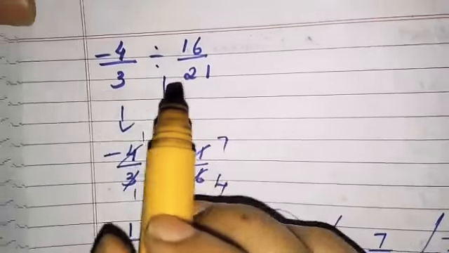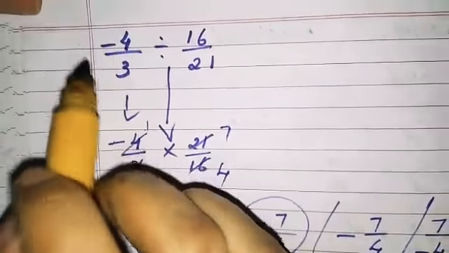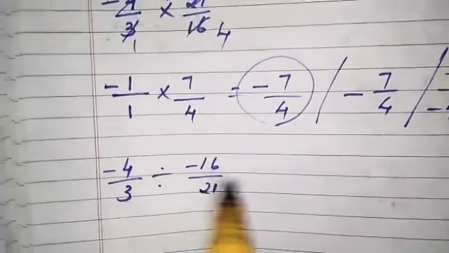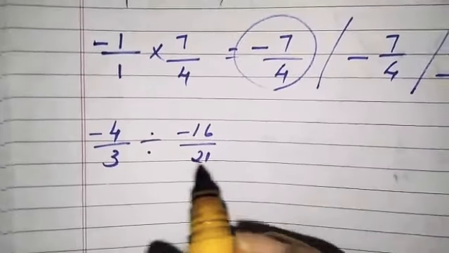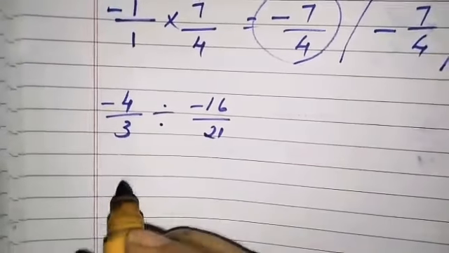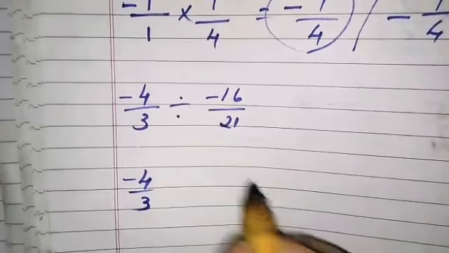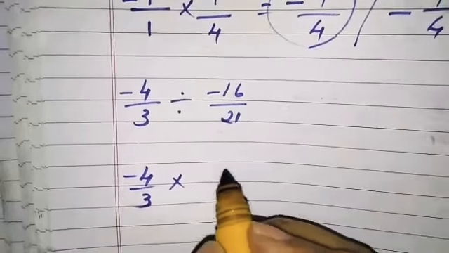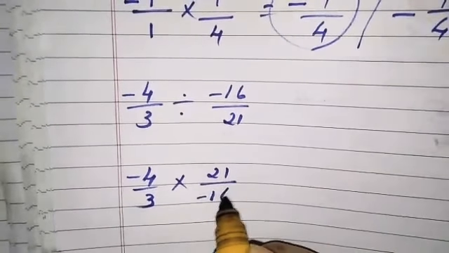In the earlier one, we worked out one number was negative and the other one was positive. Here I have taken both the numbers to be negative, so I just wanted to show you that as well. So the first step, you all know, is minus 4 by 3 as it is. Second step is change it to the multiplication sign. Third step is reciprocate it, take it as 21 by minus 16.